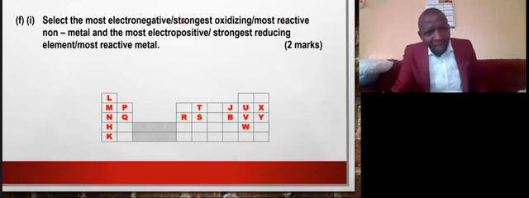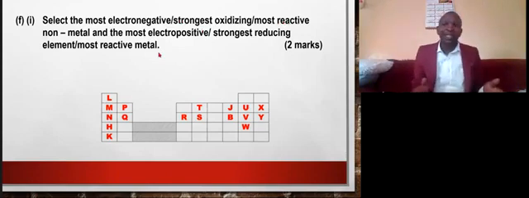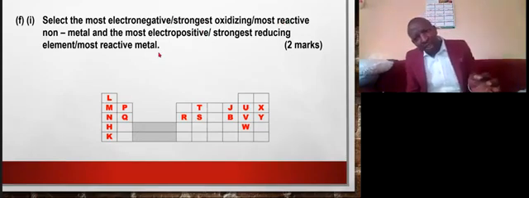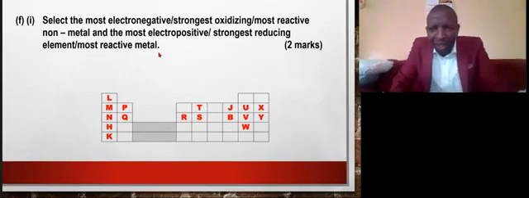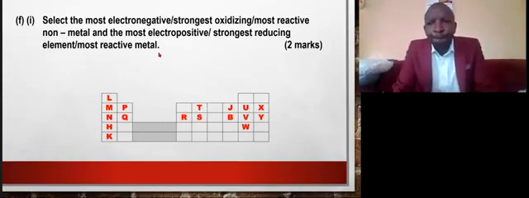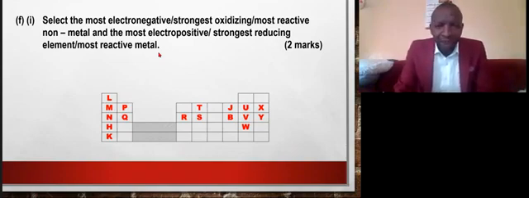Of course, you can also add here, there is something I forgot. For metals, you can also be told to select the element with the lowest ionization energy. It is still the more reactive metal. Do you understand? Yes, very important. So now for non-metals, it will be the most electronegative, the strongest oxidizing agent, the most reactive non-metal.